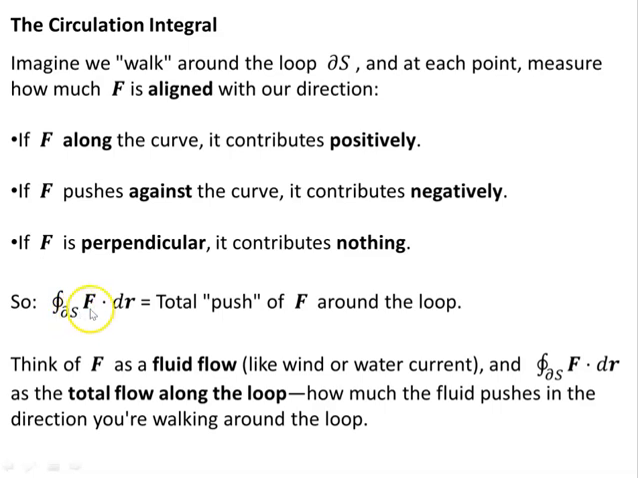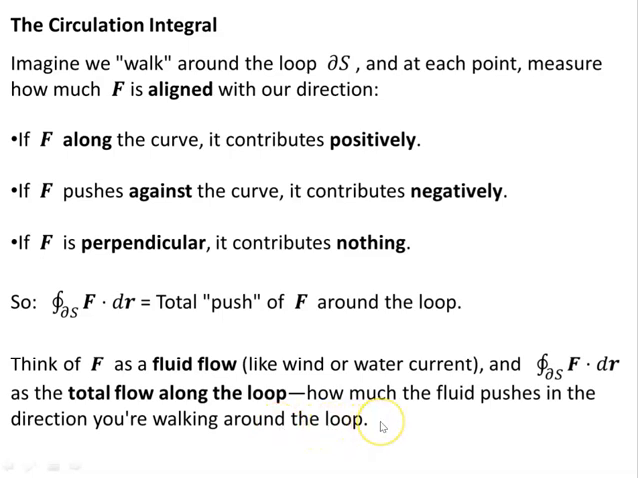So the integral of F dot dr around the boundary partial S is the total push of F around the loop. So you can think of the vector field F as a fluid flow, like wind or water current, and the integral of F dot dr around the boundary as the total flow along that loop. So how much the fluid pushes in the direction you're walking around the loop.